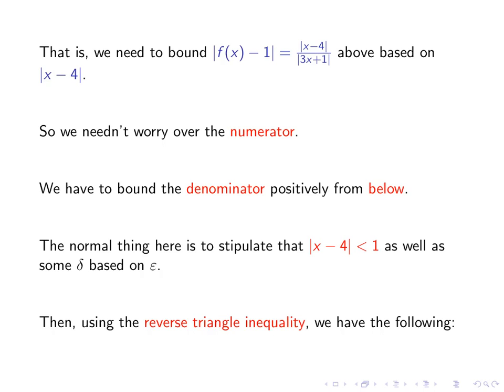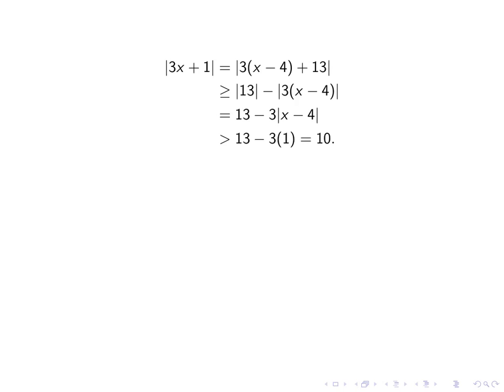Now the normal thing here is you stipulate an absolute upper bound on the thing you're allowed to pick an upper bound on, in addition to the bound based on epsilon. If you do that and use the reverse triangle inequality, you get the following. I'll talk through it. We want to bound the absolute value of 3x + 1 positively from below, based on the absolute value of x - 4. Well, factor out an x - 4 and see what's left. You get 3(x - 4) + 13.